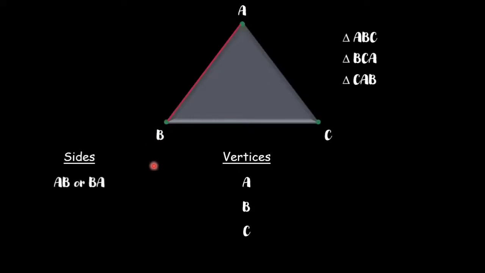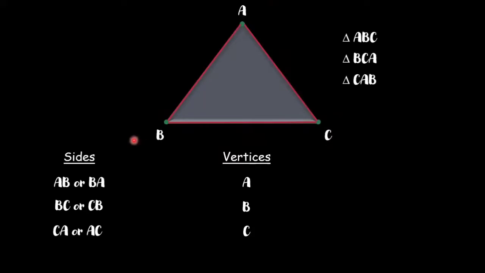Now students, can you tell me the remaining sides of the triangle? Very good. So BC or CB is the other side of a triangle formed by the two vertices B and C. And CA or AC is the third side of a triangle formed by vertex A and vertex C.